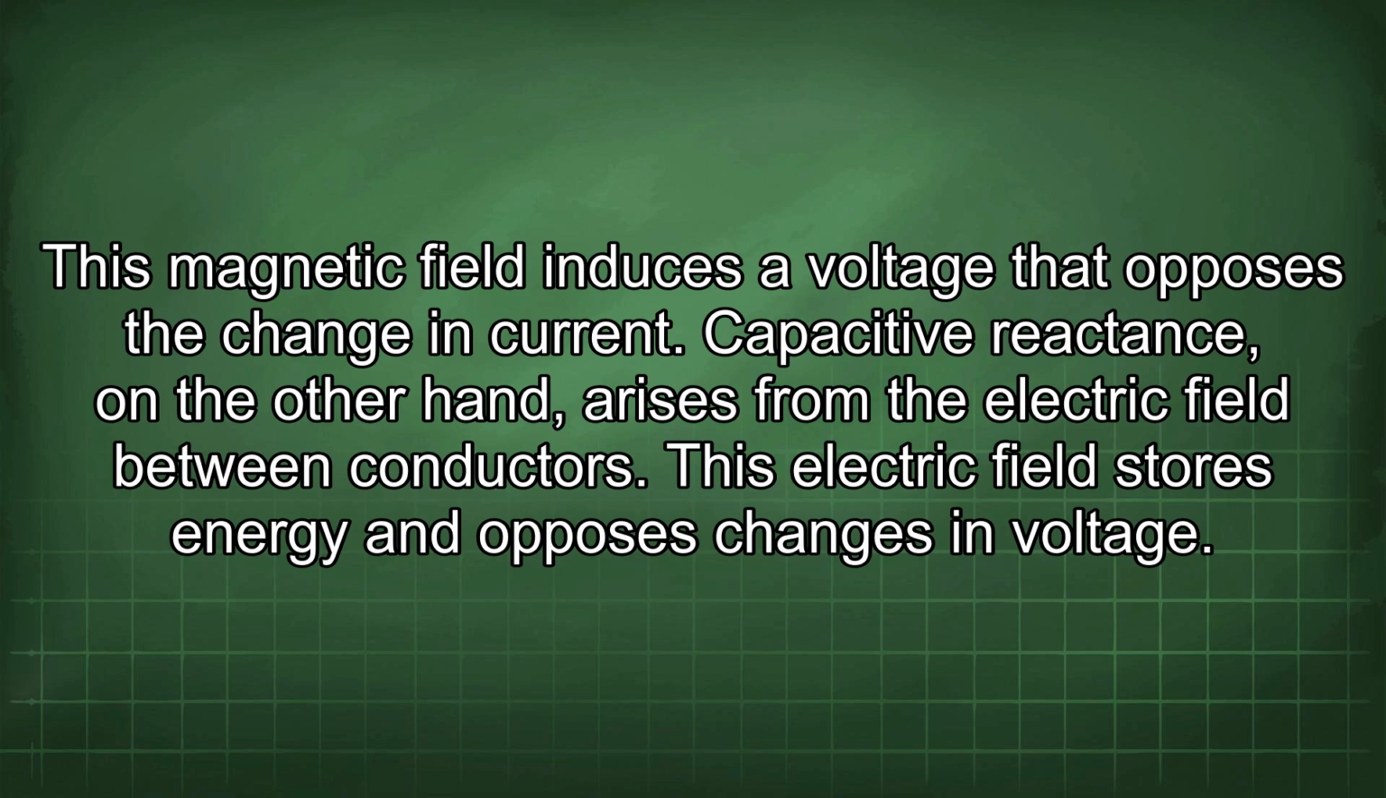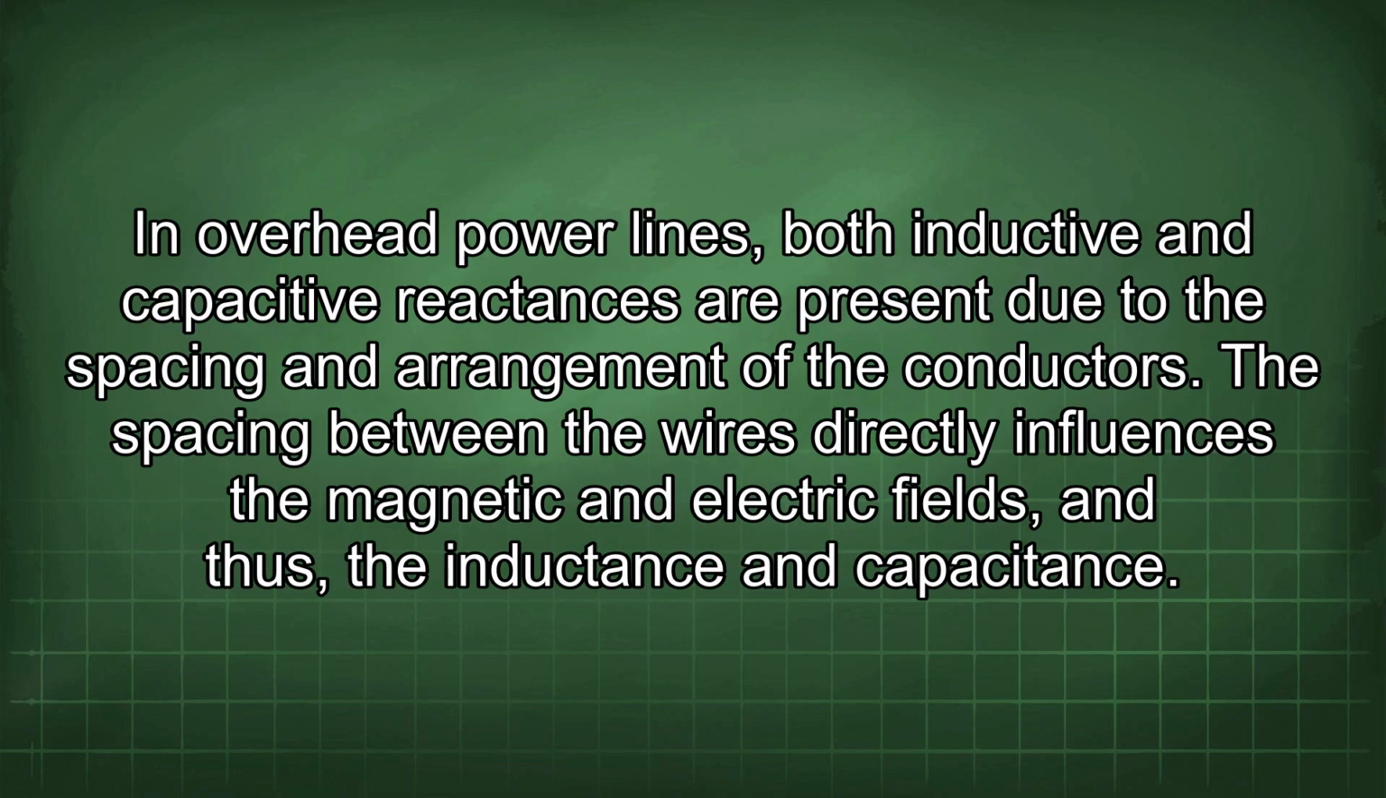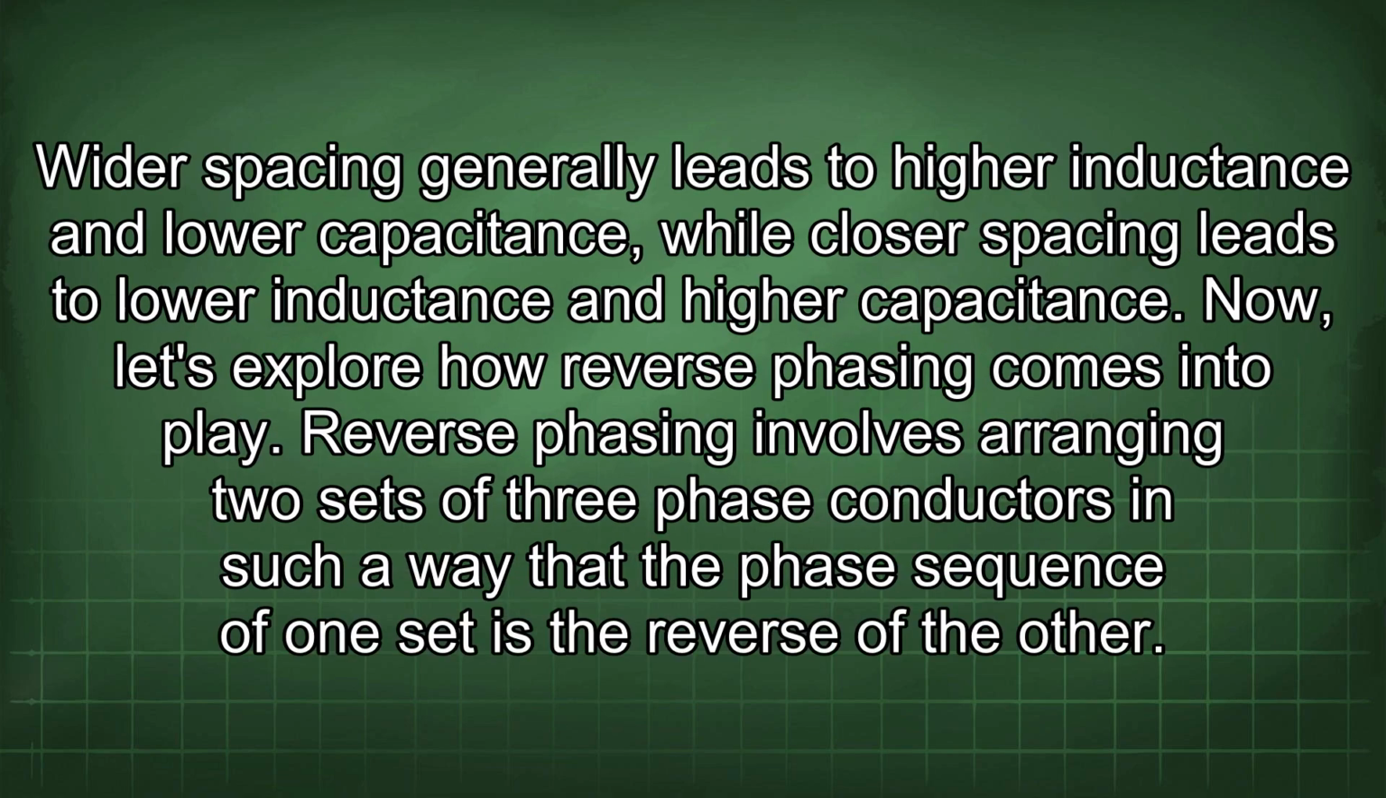Capacitive reactance, on the other hand, arises from the electric field between conductors. This electric field stores energy and opposes changes in voltage. In overhead power lines, both inductive and capacitive reactances are present due to the spacing and arrangement of the conductors. The spacing between the wires directly influences the magnetic and electric fields, and thus the inductance and capacitance. Wider spacing generally leads to higher inductance and lower capacitance, while closer spacing leads to lower inductance and higher capacitance.